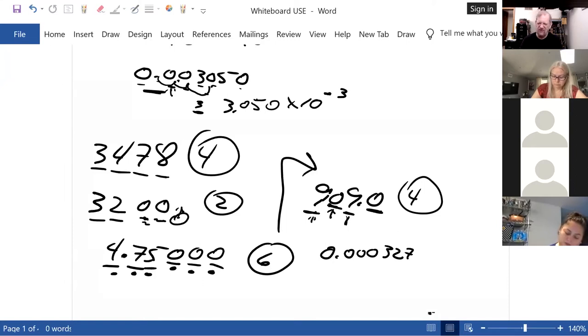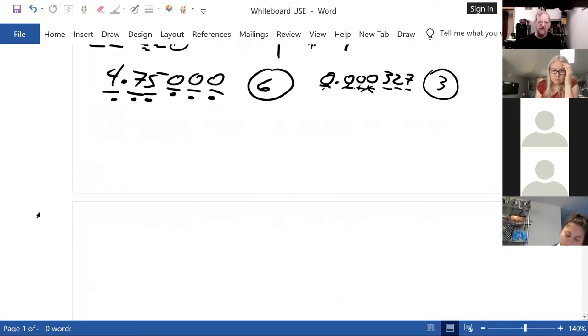Why don't you try that one? How many significant figures are in that number? Looks like this is a puzzler for some of you. All right, let's do it. Lead zeros are never significant, even with a decimal. Non-zero numbers are, so the answer here would be three significant figures. Now, once you've learned that, let's do some rounding off.